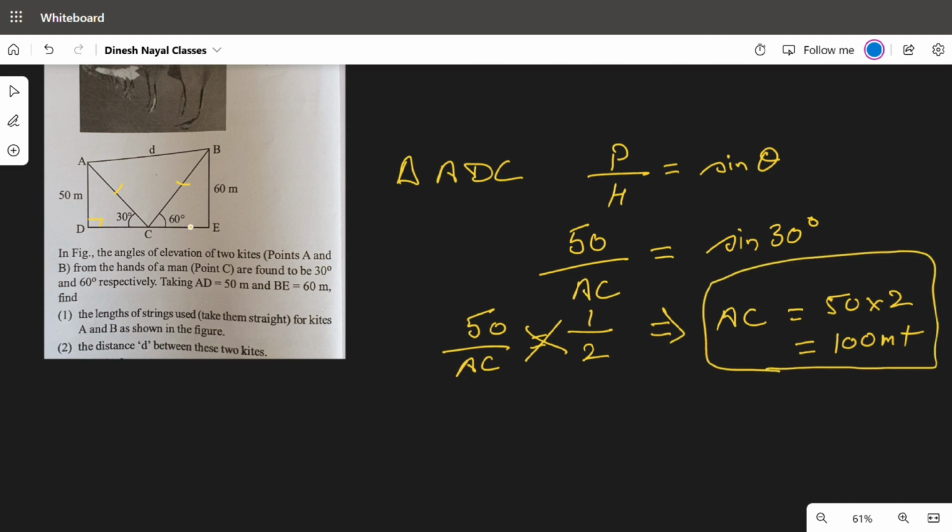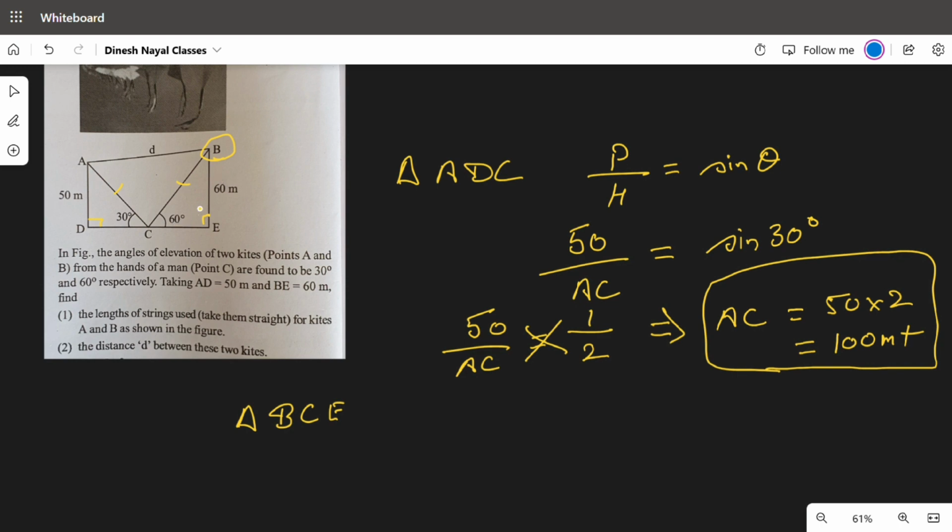Okay. Now to find the length of the string of kite B, you can see the length of the string is actually BC. So BC is the length of the string, and we'll take triangle BCE. We know that this is 90, and we are taking this angle 60. So this will be the perpendicular side opposite to angle 60, and this is hypotenuse.